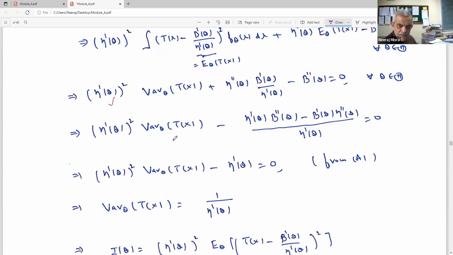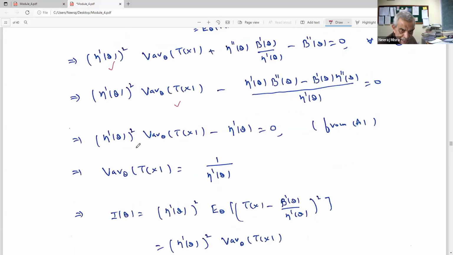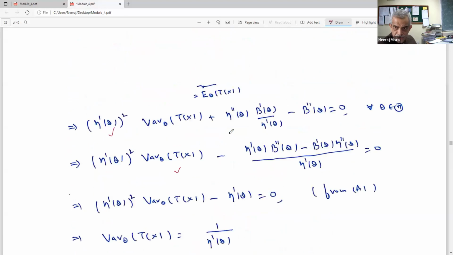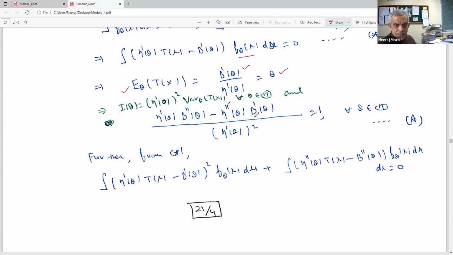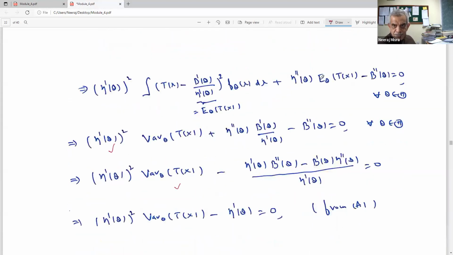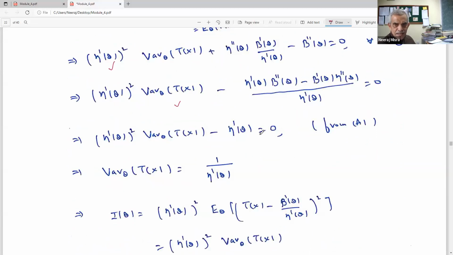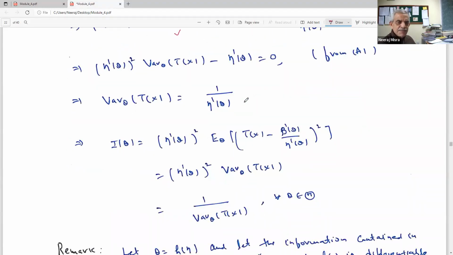So eta prime theta whole square variance of tx minus eta prime theta, eta prime theta b double prime theta minus b prime theta eta double prime theta, is equal to zero. So that means eta prime theta whole square variance of Tx minus eta prime theta is zero because of this equation A, where I've got eta prime theta, b double prime theta, minus eta double prime theta, b prime theta, upon eta prime theta is the same as eta prime theta. So variance of Tx becomes one upon eta prime theta.